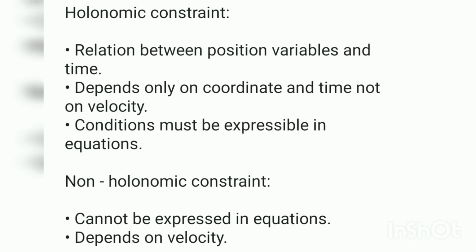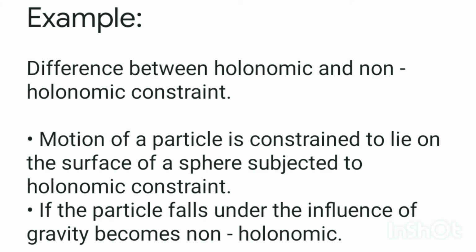Holonomic constraint: relation between position variables and time, and it depends on coordinates and time, and mainly this can be expressed in terms of equations. For non-holonomic constraint, it cannot be expressed in terms of equations and it depends on velocity. Let us understand the example by seeing the difference between holonomic and non-holonomic constraint.